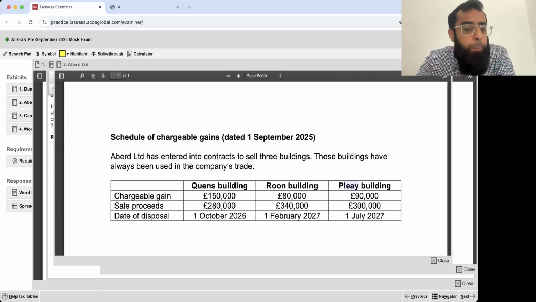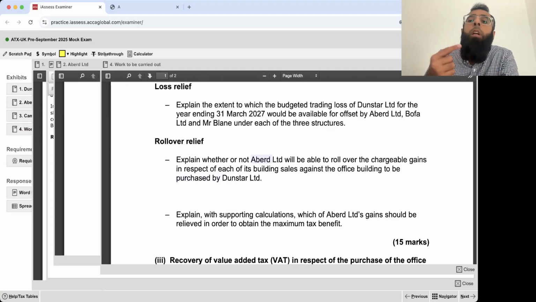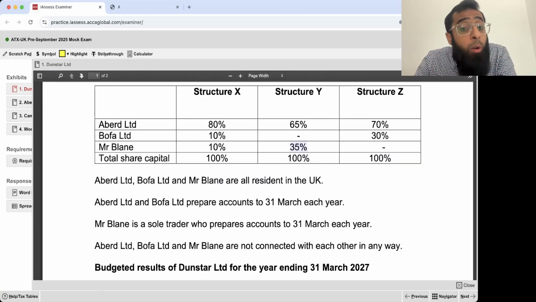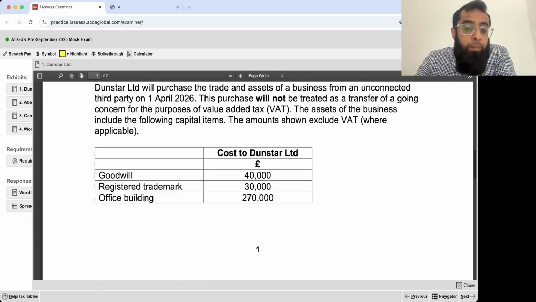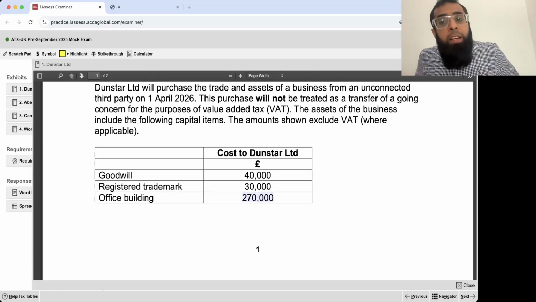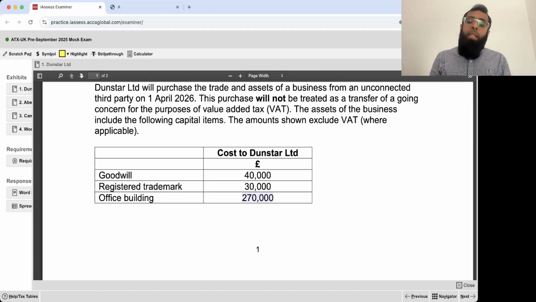To whom? To unconnected people. It is selling to general people. The question is whether Abrid will be able to roll over the gain, defer the gain in respect of each of the building sales against the office building purchased by Dunster. Now, if you remember, one of the privileges of a capital gains group was that rollover relief can be claimed by disposals made by one of the group companies and acquisitions made by another group company.